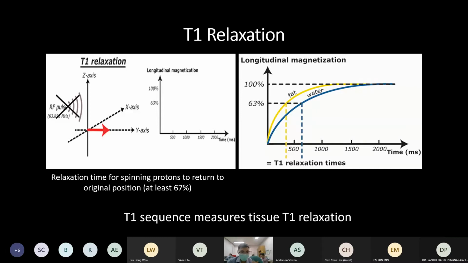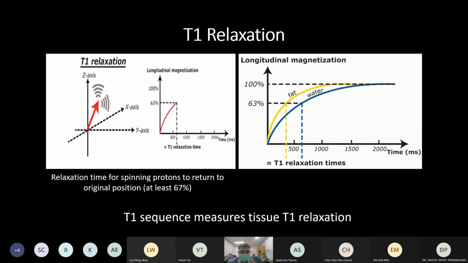You just need to know that because we are measuring this relaxation, that's why fat, something solid compared to water or a liquid, will be different. Fat will relax faster compared to water. So in T1 relaxation, our T1 MRI sequence is measuring the T1 relaxation time for our tissue in our body, regardless of where it is.